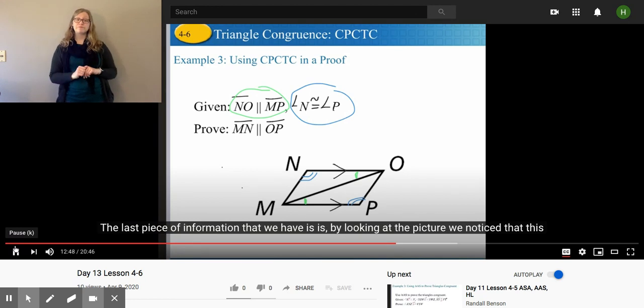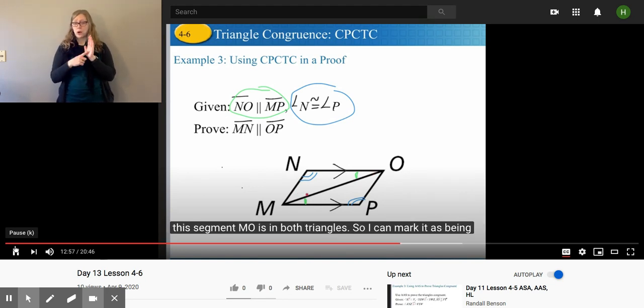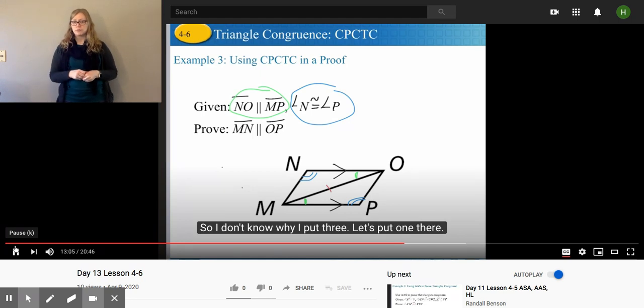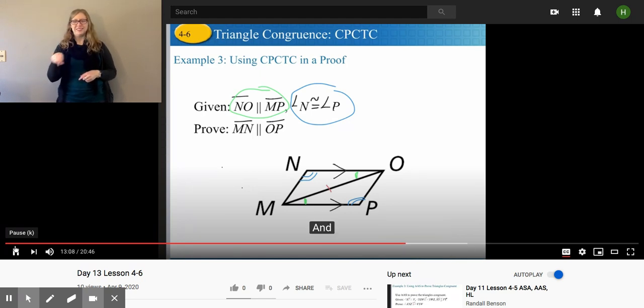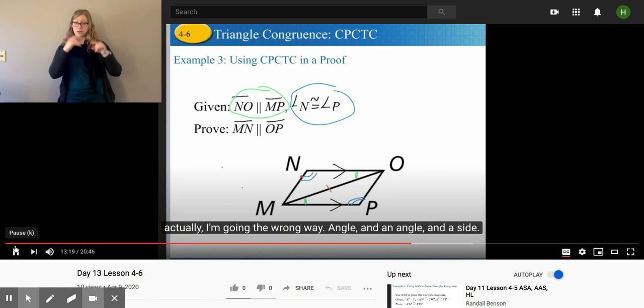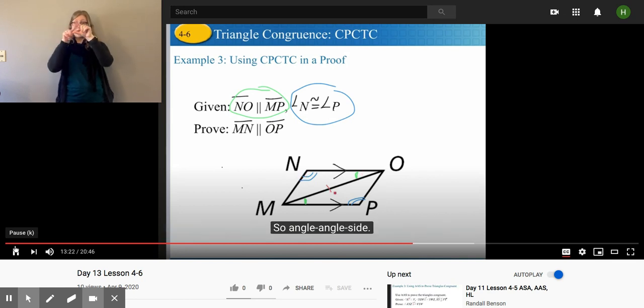The last piece of information that we have comes from looking at the picture. We notice that this segment MO is in both triangles, so I can mark it as being congruent to itself. Let's put 1 tick mark there. And based on this, we can see that these two triangles that we marked are congruent because we have an angle, an angle, and a side. So by angle, angle, side, these two triangles are congruent.